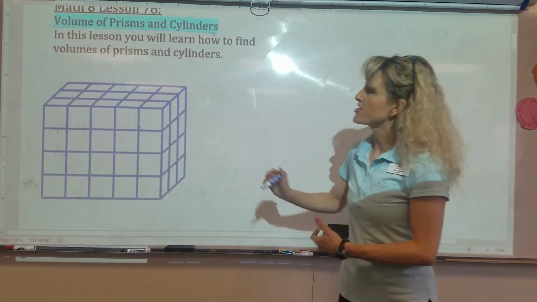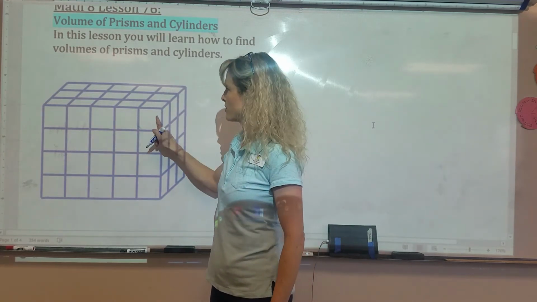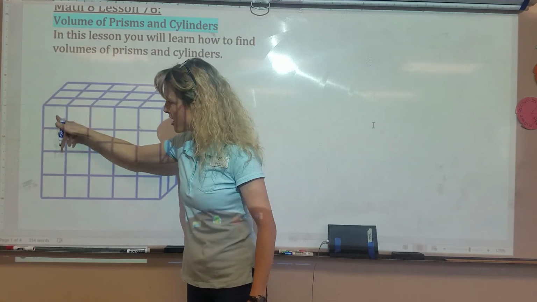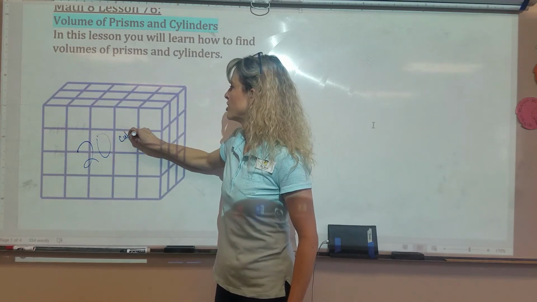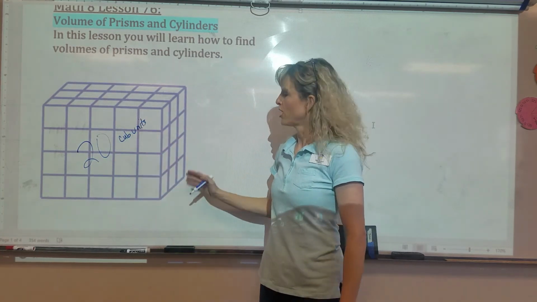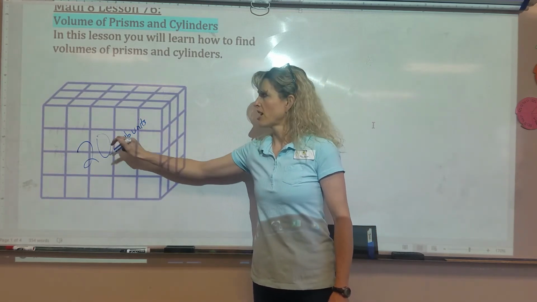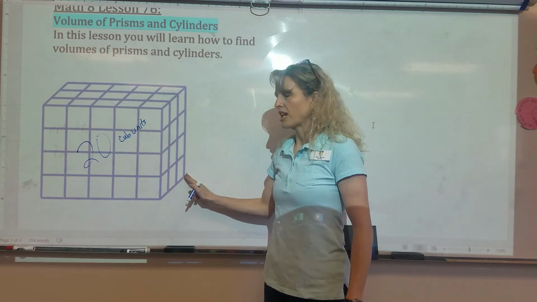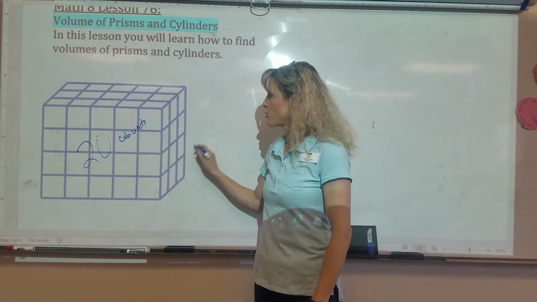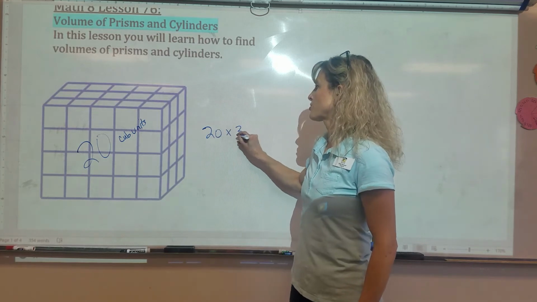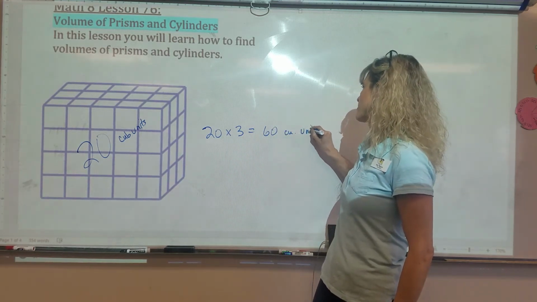So I want you to consider this example. If I took that front face that we can count all the units, we've got 1, 2, 3, 4, 5 by 4. So in all there's 20 cubic units on the face. Well, how many layers are there? There's a total of 3 layers. So if I times 20 by 3, I should get the total amount of cubic units. So that'd be 20 times 3, which is 60 cubic units.